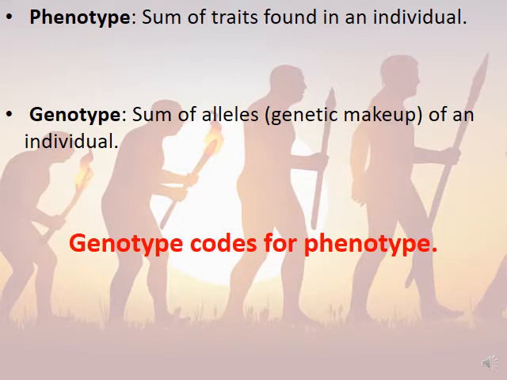Phenotype. What is the phenotype? Phenotype represents the sum of traits found in an individual. For example, genotype is the sum of alleles and genetic makeup that form an individual. So the sum of alleles corresponds to genotype, whereas the sum of traits corresponds to the phenotype. So genotype always codes for the phenotype.